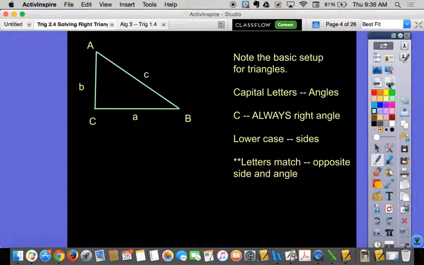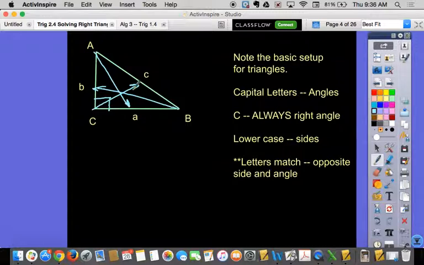Okay, is everybody good with this is how you set up a triangle from geometry class? Remember that from way back when? C is always going to be the right angle. Hypotenuse is always lowercase c. A and B are the acute angles, and whatever the side is that's opposite, that's the lowercase letter that matches. So the capital letters are the angles, lowercase letters are the sides. I just wanted to kind of, y'all good with that? That old news? Hope so.